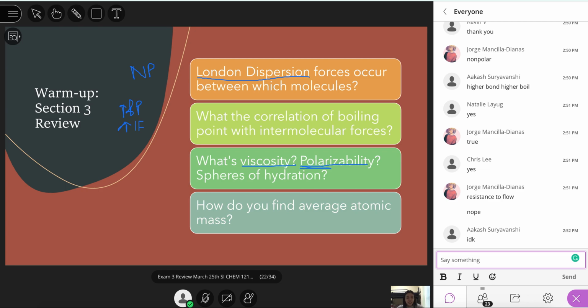And then spheres of hydration. Does anyone remember what that was? This was in like 6.2 or 3 as well. Does anyone remember? Spheres of hydration. That's a hint. Spheres. So you have an ion, you have H2O around it and stuff. Can anyone predict or guess what that will be? What is that going to be? Does anyone know?